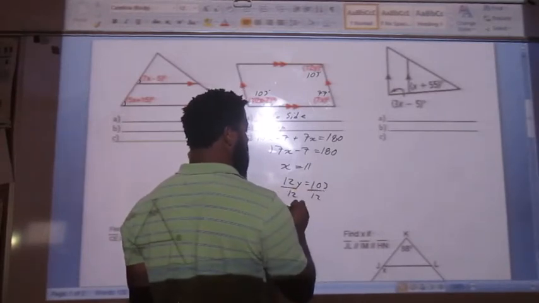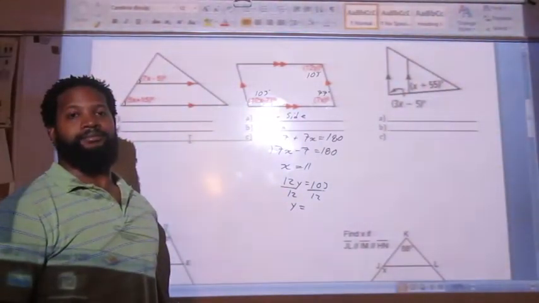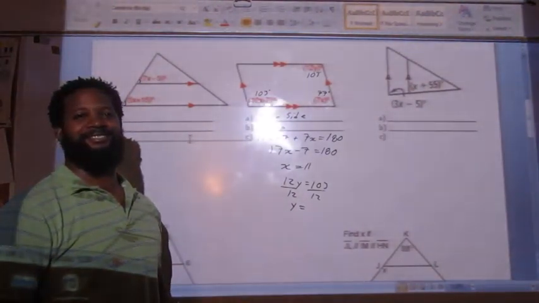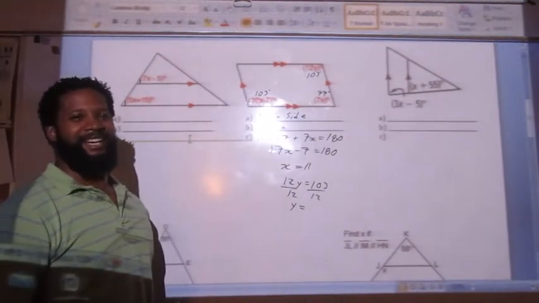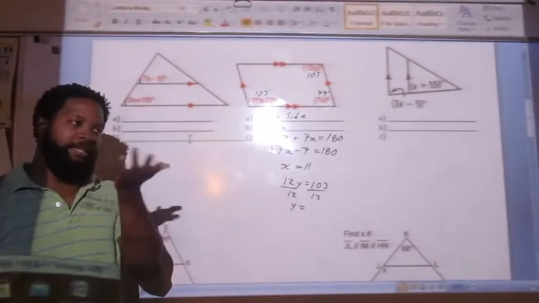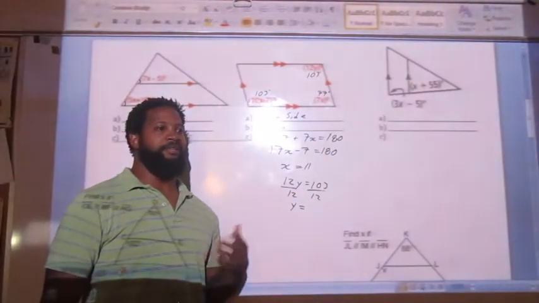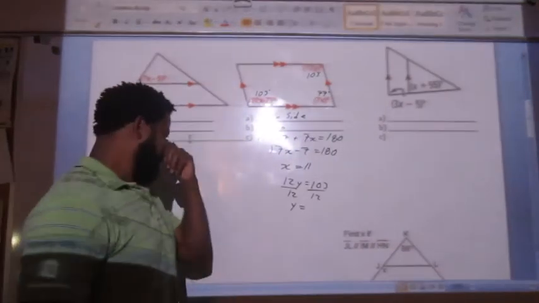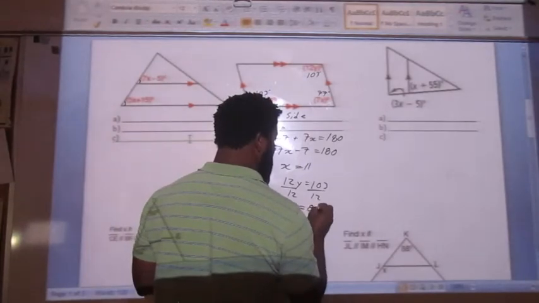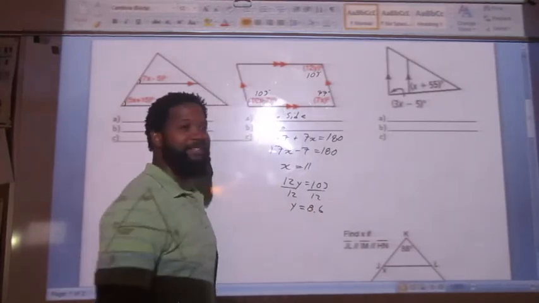What is y equal to? 103 divided by 12. It's gonna be a decimal. It's gonna be like 8.6 or something. 8.58. Yeah, so it's gonna be like 8.6, rounding it off.